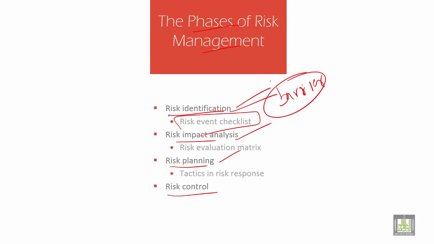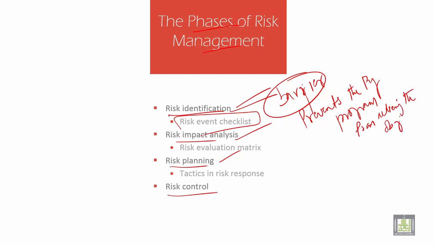Okay, so risk identification is to determine the factors that potentially prevent the project or any program from achieving the objective. It also needs good documentation and good communication.